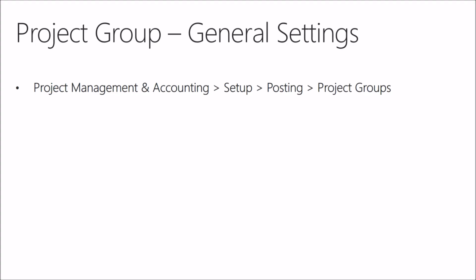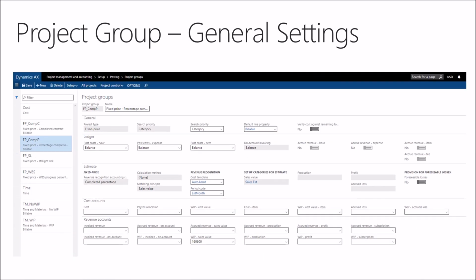So the first thing that we'll take a look at are the general settings for the project group. To navigate to a project group, you go to the project management and accounting module under setup, posting, project groups. What you see here is the project group form. On the left side are all the different project groups, and then you see the body of the form. That's all the different setup that you can define. There are five tabs: general, ledger, estimate, cost accounts, and revenue accounts, and we'll get into those specifically. But for the purpose of this slide, we'll talk about the general settings.